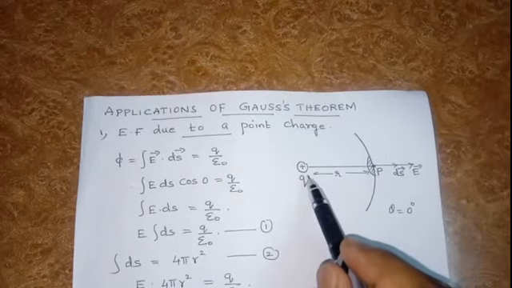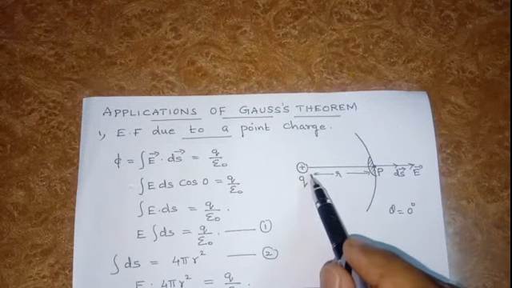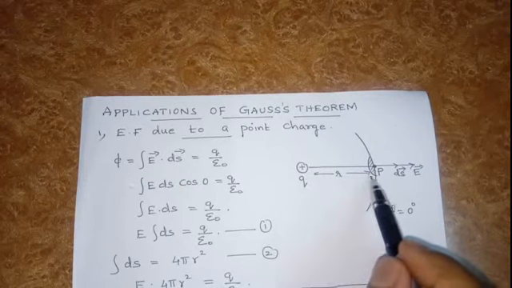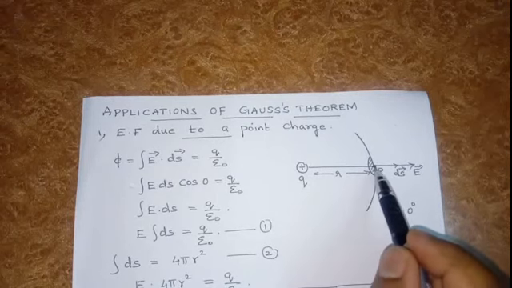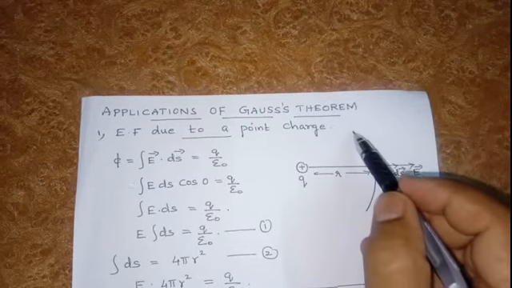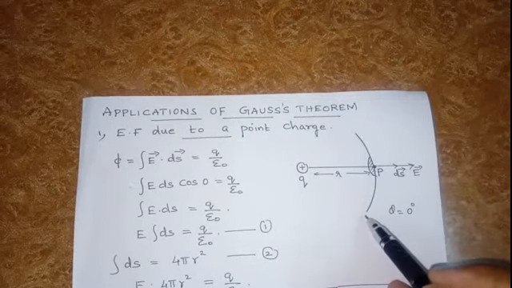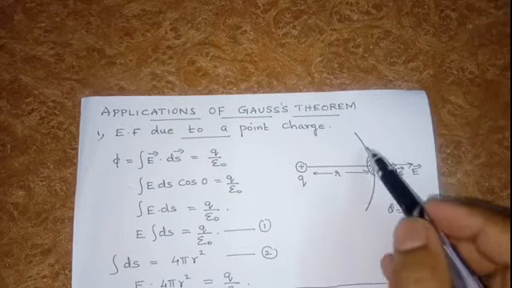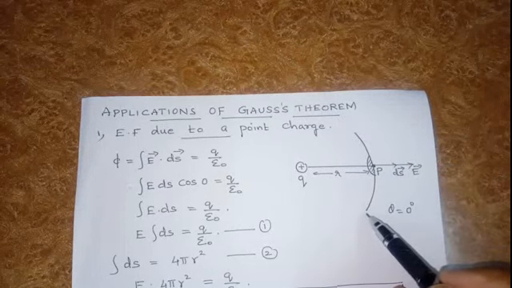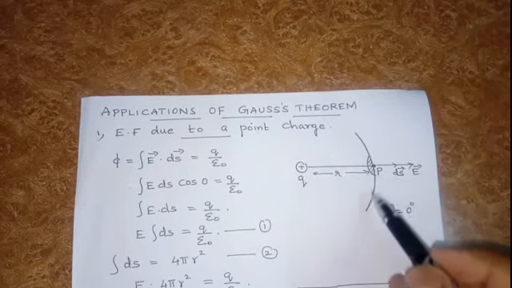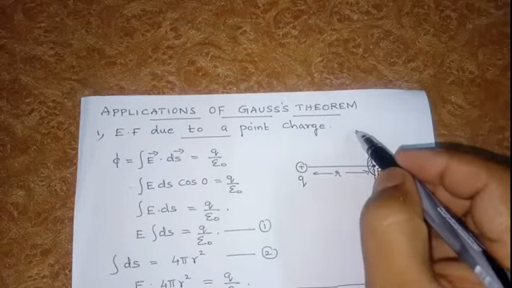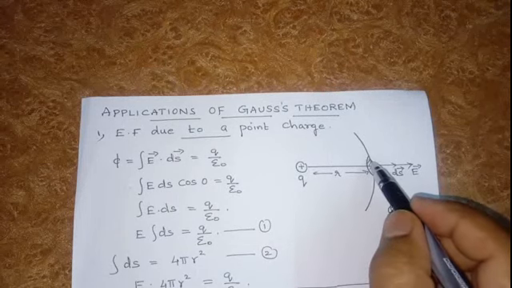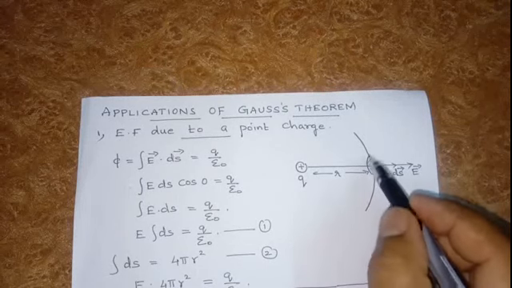For that, let us consider a point charge placed in air or free space, and at a point P we have to find out electric field at a distance r from the center. In order to apply Gauss's theorem, let us construct a Gaussian sphere, because the charge present inside is spherical in shape, so the Gaussian surface should be spherical in shape. And I am constructing a Gaussian sphere of radius r.